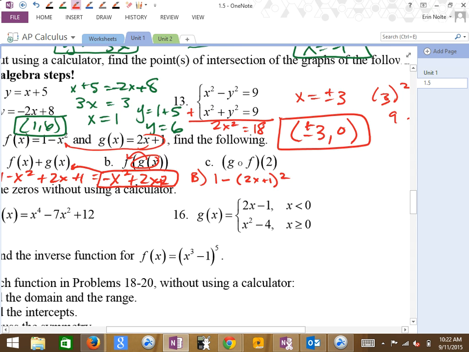Okay, number 15, find the zeros without using a calculator. How do I do these? You just set it equal to 0. There's a calculator portion and a non-calculator portion; it's half and half. Questions like this you would be expected to be able to do without a calculator. Find the zeros: you set it equal to 0 and solve it. So how do you do this one?